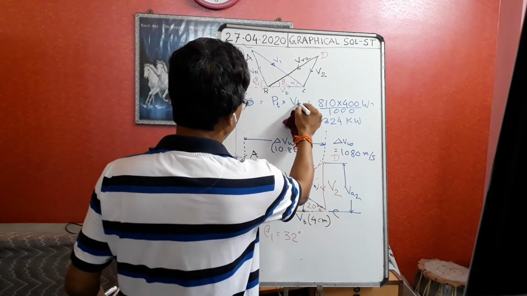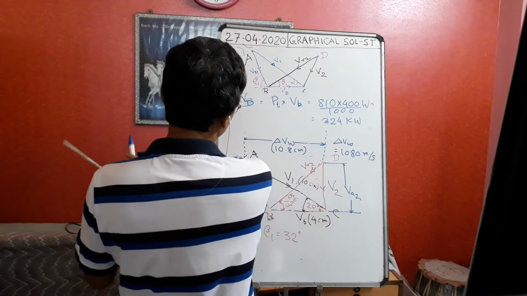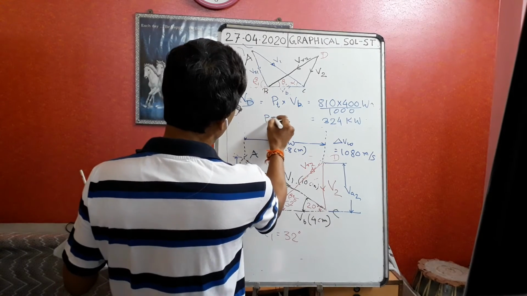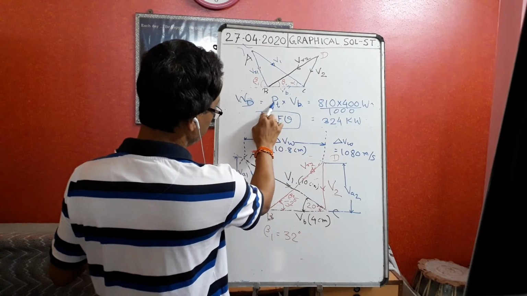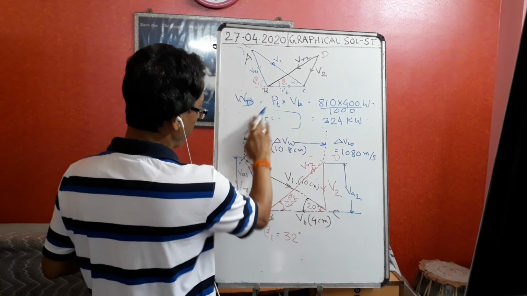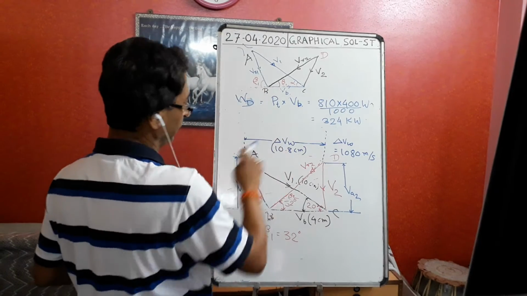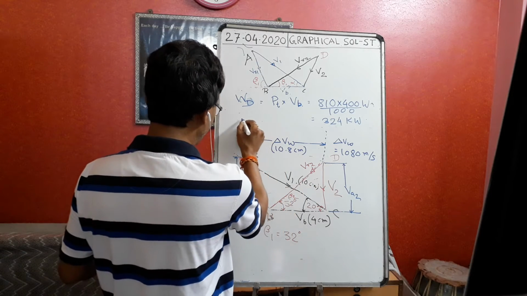VB, it into blade velocity. Because power is equal to nothing but a force into velocity. This is the force and this is the velocity, blade velocity. So power is equal to force into velocity. That I have done.